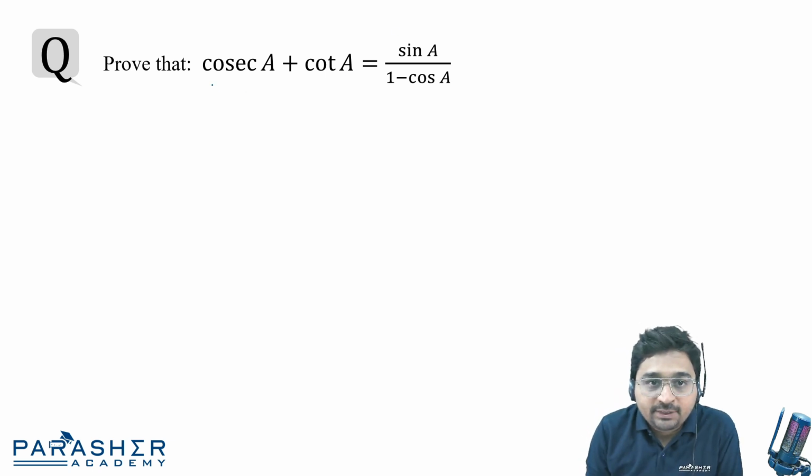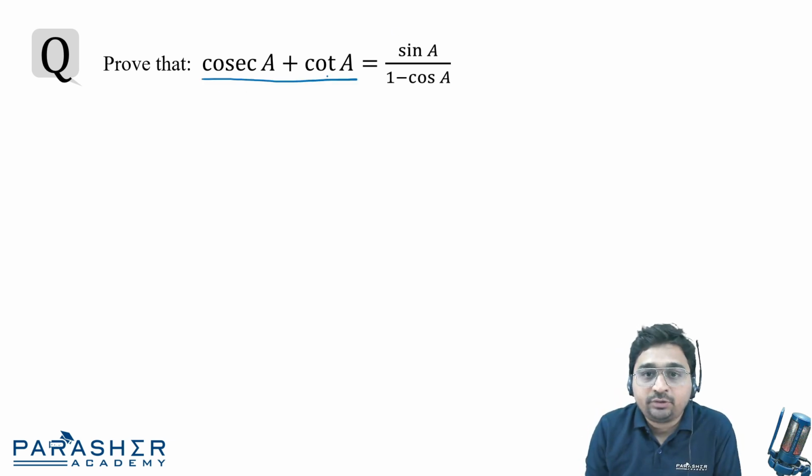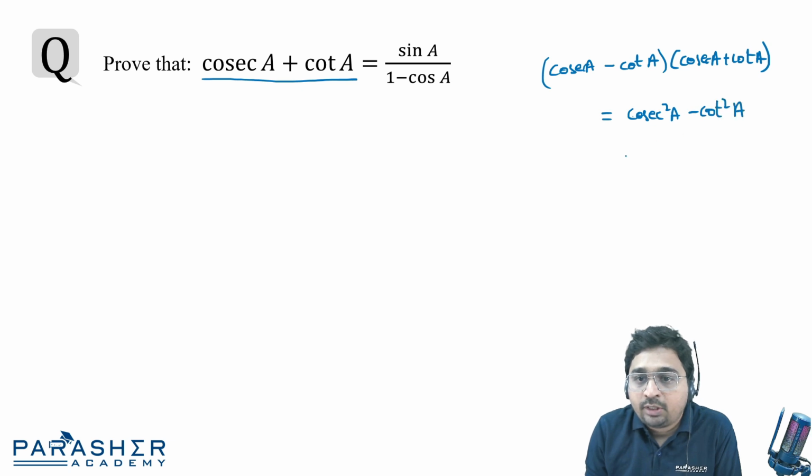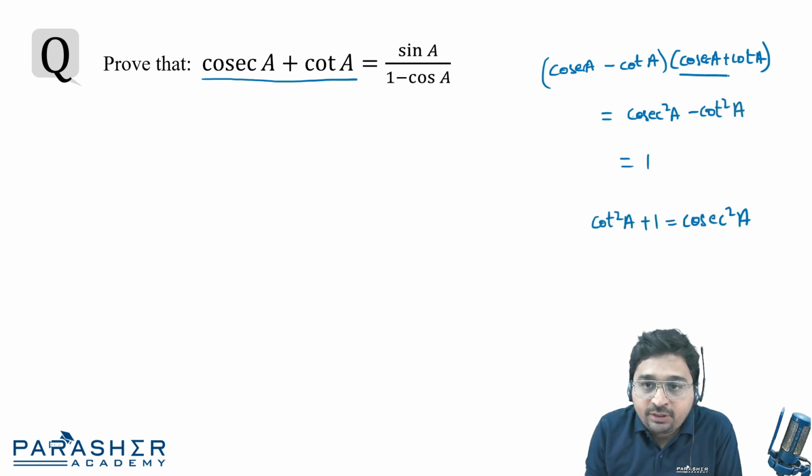If you look at the left-hand side, I've seen this somewhere. Where did I see this? Cosecant A minus cot A into cosecant A plus cot A is equal to cosecant square A minus cot square A, that is equal to 1. I have seen this here. Can I use it here?